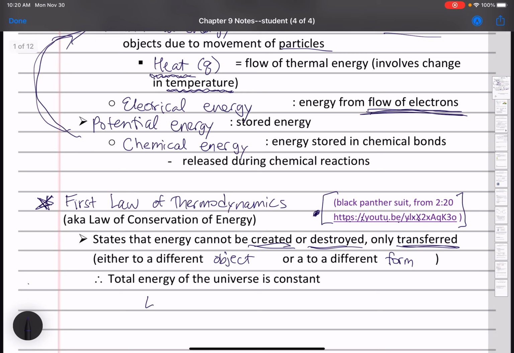All right, so if we talk about the energy of the universe being constant, then any change in energy of the universe, if we have a system and it's located in the surroundings, the energy of the universe is constant, meaning it doesn't change. The change in energy of the universe is always equal to zero. Okay? So if a system's energy changes, then the energy of the surroundings must change also.